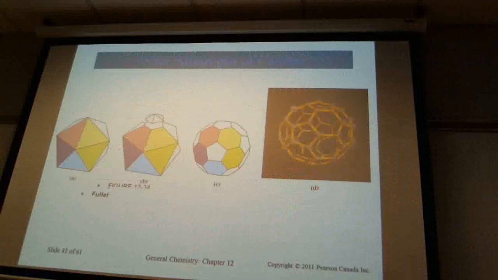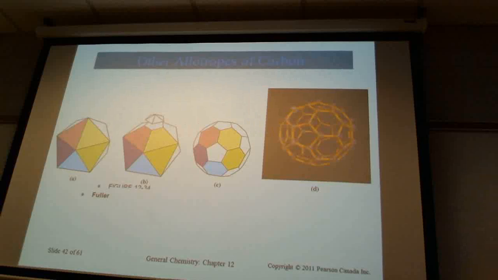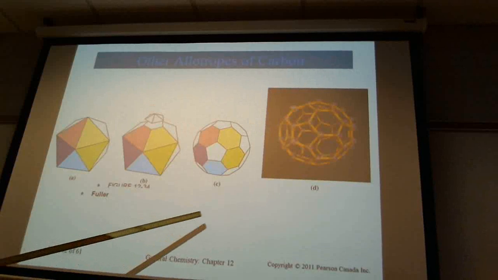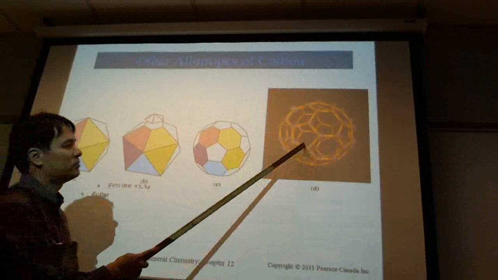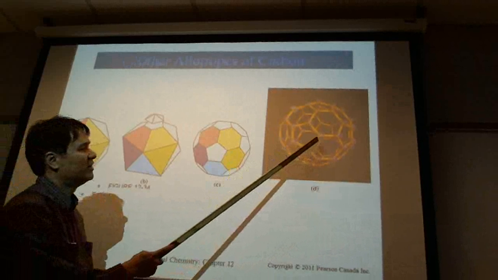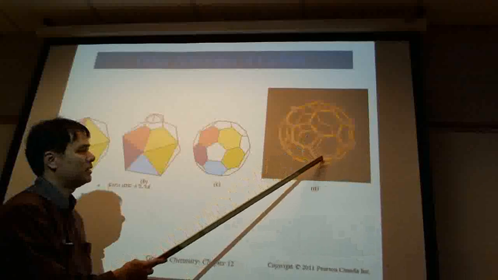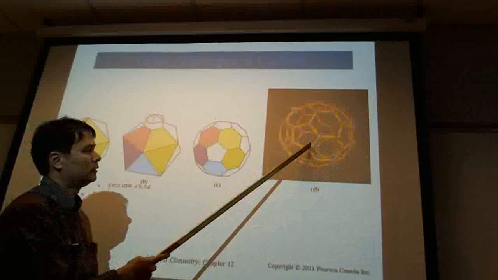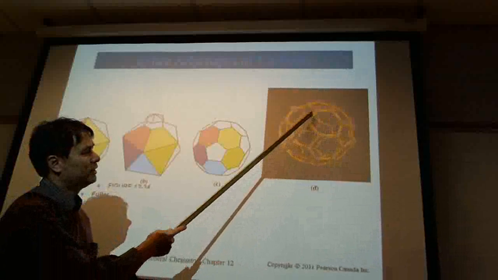Graphite. But we're going to look at another allotrope of carbon. These are the buckyballs. Have you heard of buckyballs? Allotropes are just different forms of carbon. And these buckyballs here have a very interesting shape.